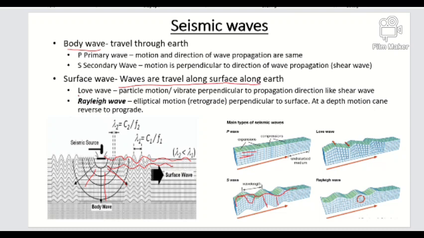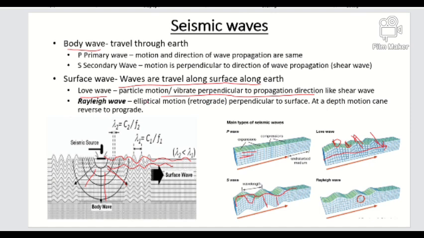There are two types of surface wave: the Love wave, in which the particle motion and vibration are perpendicular to the direction of propagation, like shear. You can see the direction here. It is similar to the shear wave, the secondary wave, but with a different direction. So this is the Love wave, and the Rayleigh wave.